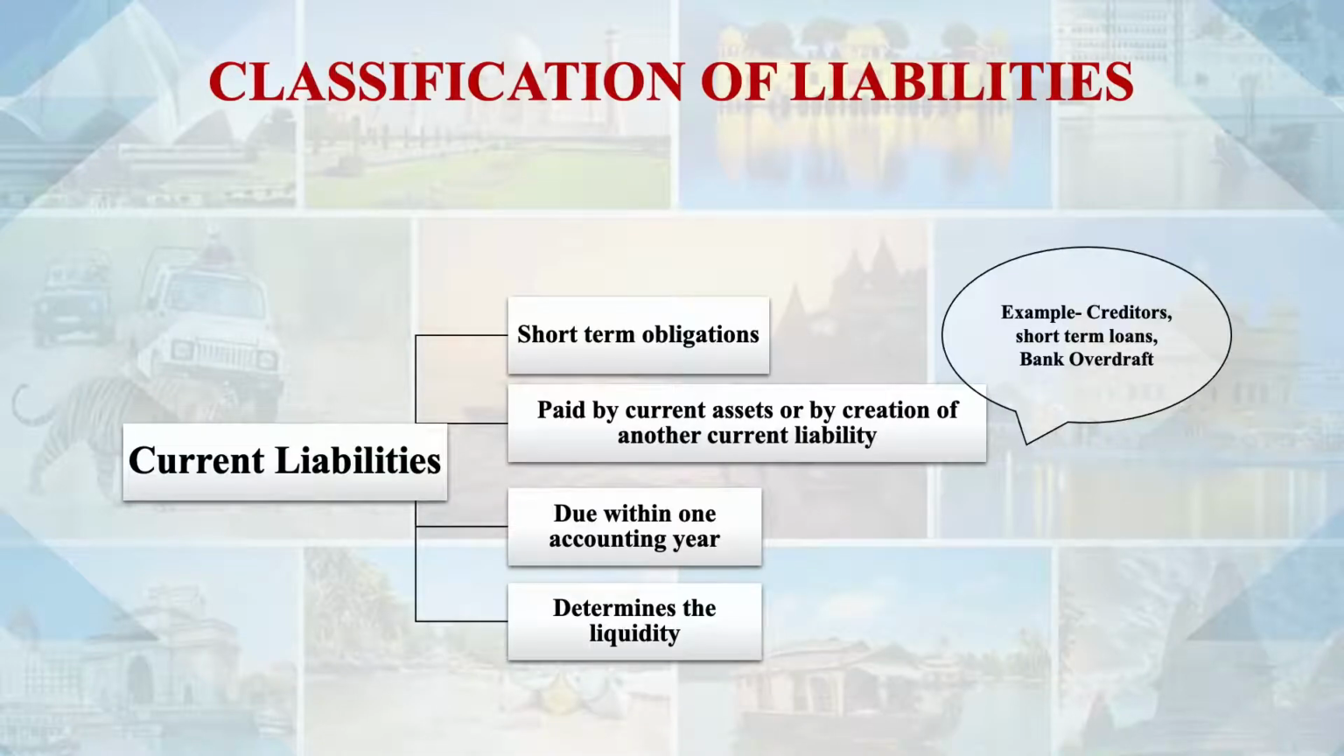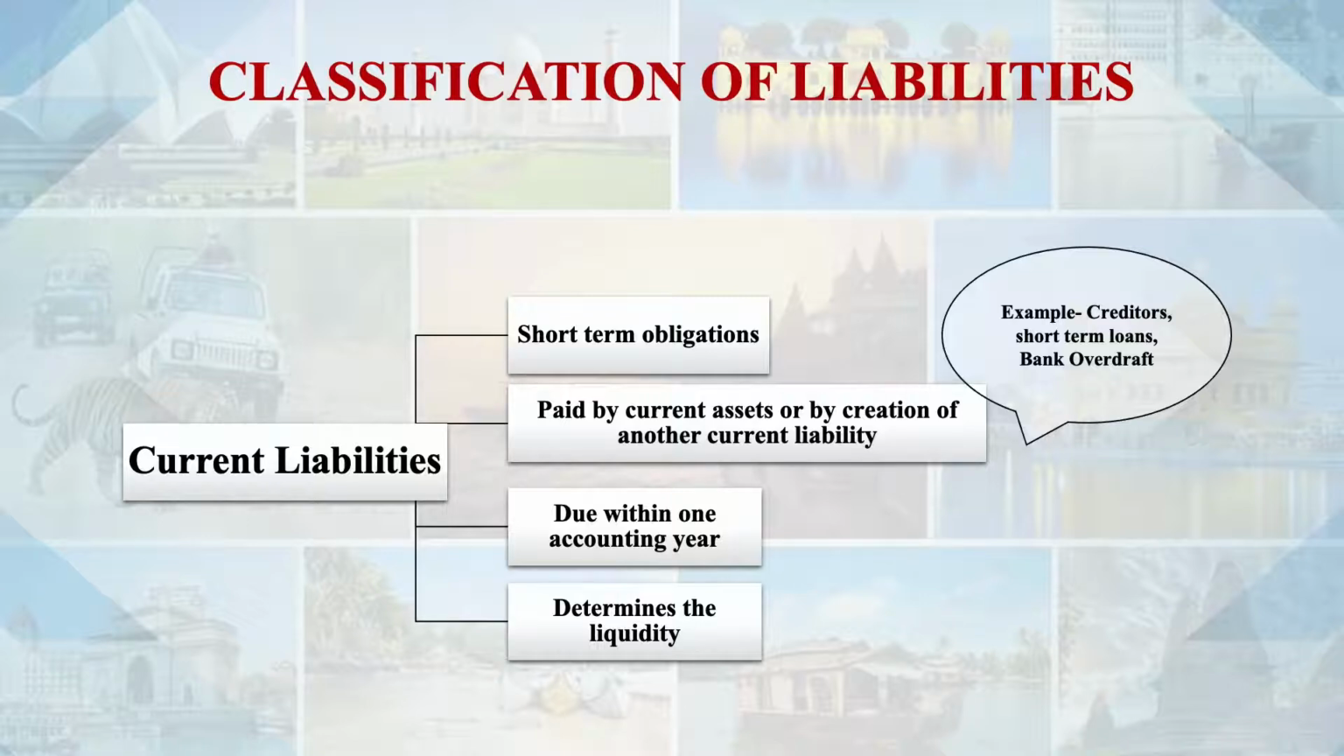Then the current liabilities. These are the short-term obligations, that is, the obligations which the company has to fulfill in a very short period of time, within one accounting year or one operating cycle. How to pay these current liabilities? Current liabilities are generally repaid by the firm from the current assets. So we study the relationship between current assets and current liabilities, and the money realized from the current assets is used to repay the current liability. They are due within one accounting period, and it determines the liquidity also.